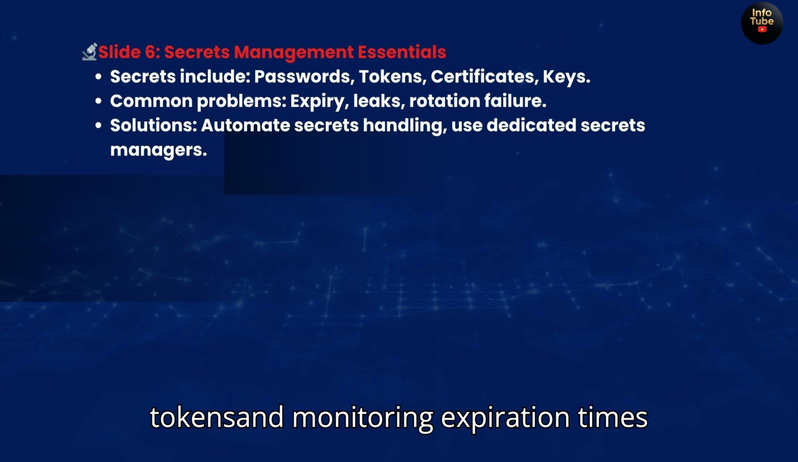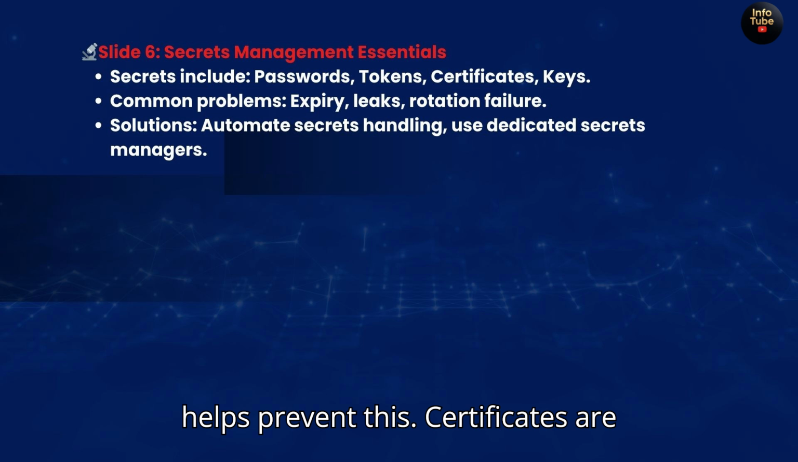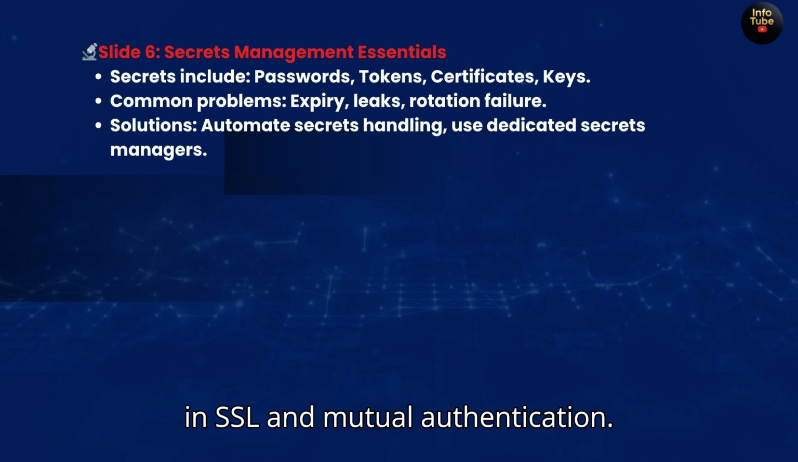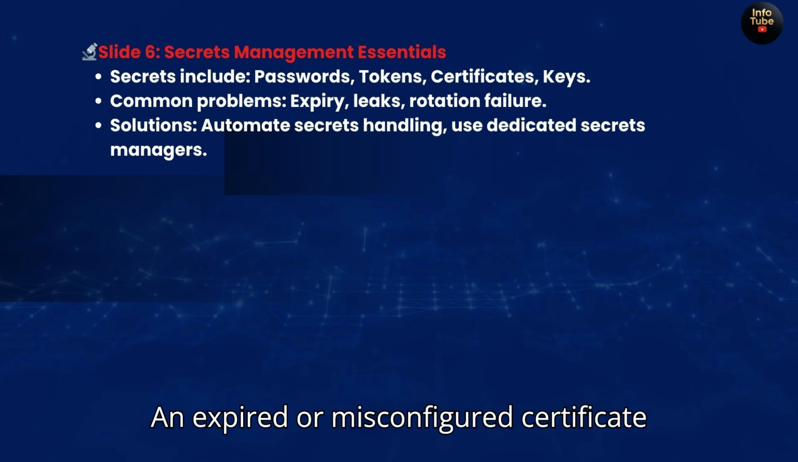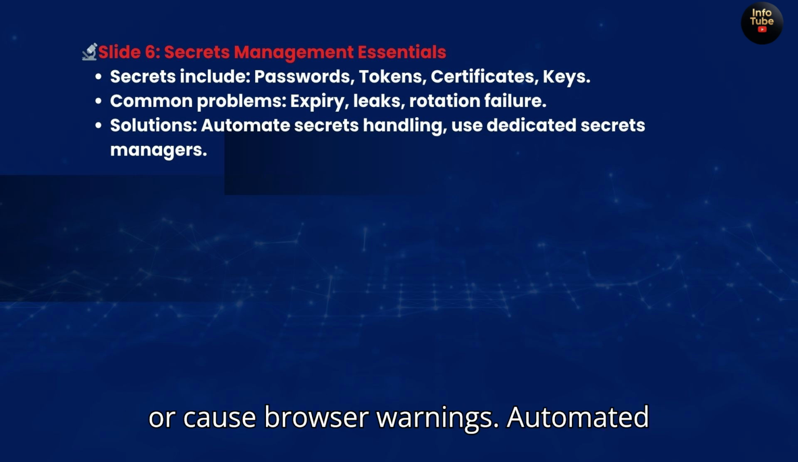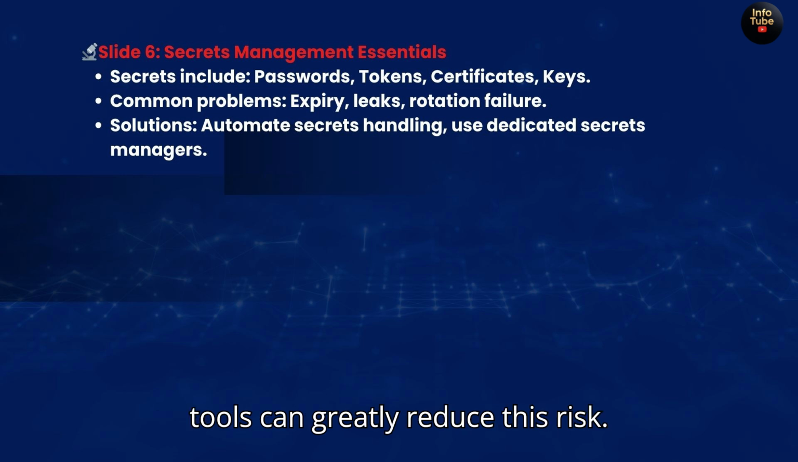Implementing refresh tokens and monitoring expiration times helps prevent this. Certificates are another common secret type. They are used in SSL and mutual authentication. An expired or misconfigured certificate can break communication between systems or cause browser warnings. Automated renewal using certificate management tools can greatly reduce this risk.